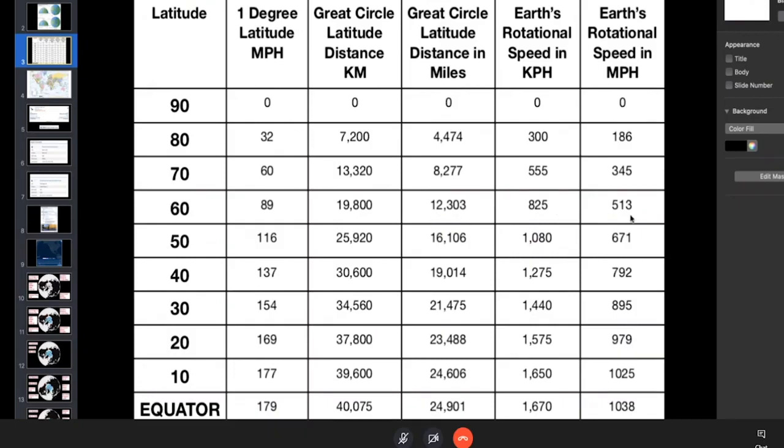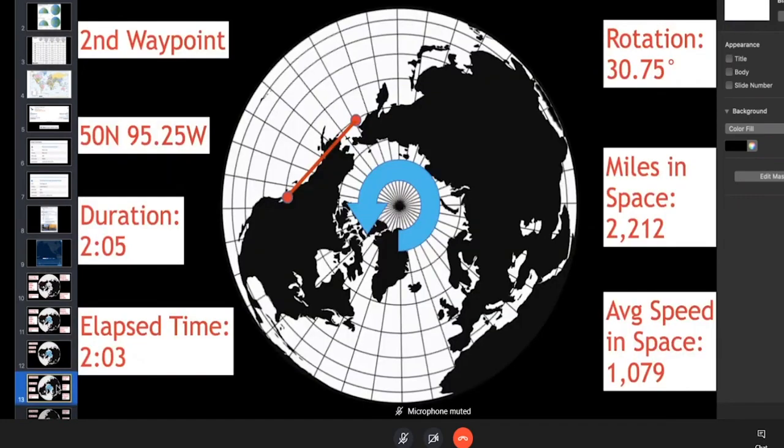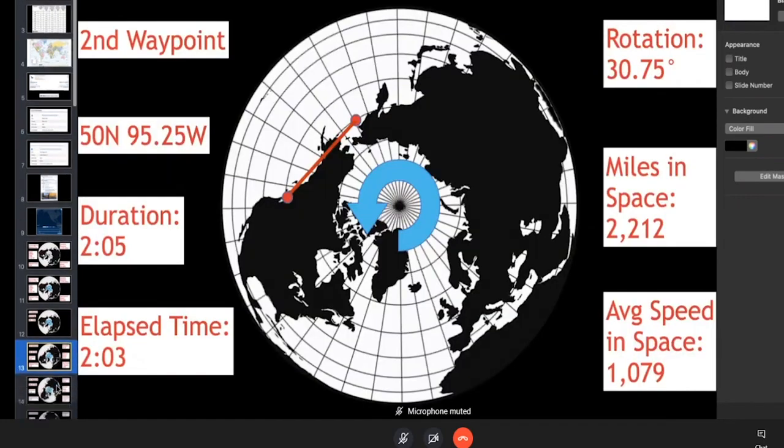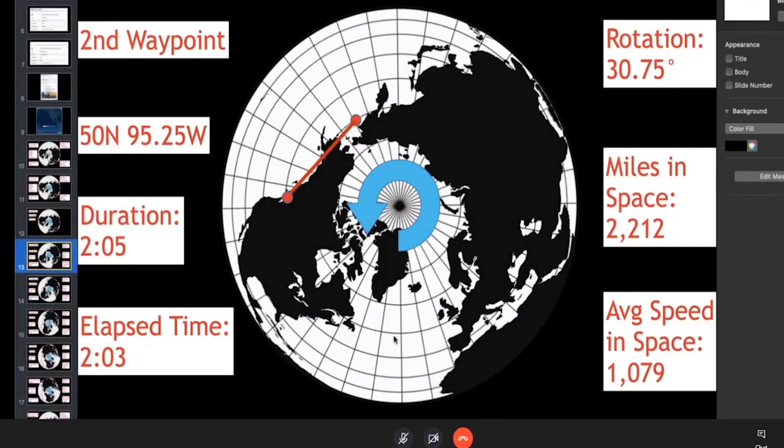So when we talk about how fast the plane is going in this presentation, we're talking about the 513 miles an hour that they inherited from their starting latitude, plus the speed that they accelerate due to their engine or other factors. Okay. All right, let me go down here. This is the one we left off of, this waypoint 2. So that probably makes a little more sense, the 1,000 miles an hour. So it's 513 plus the speed of the engine.